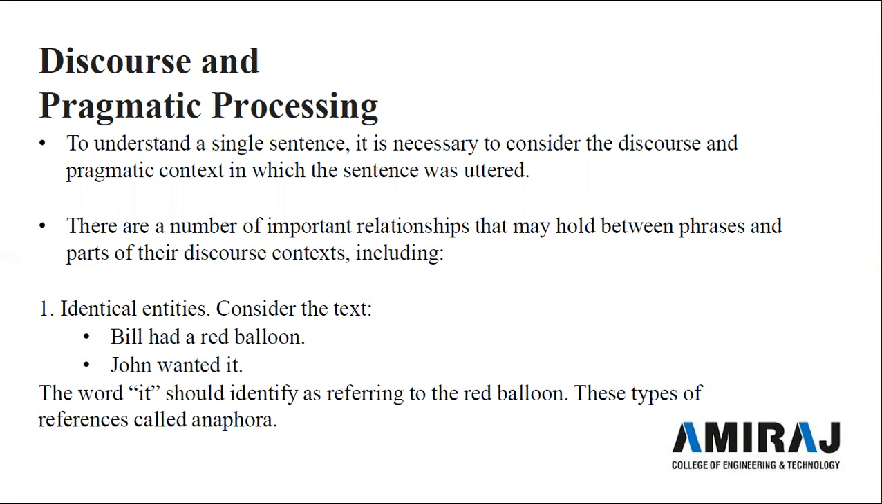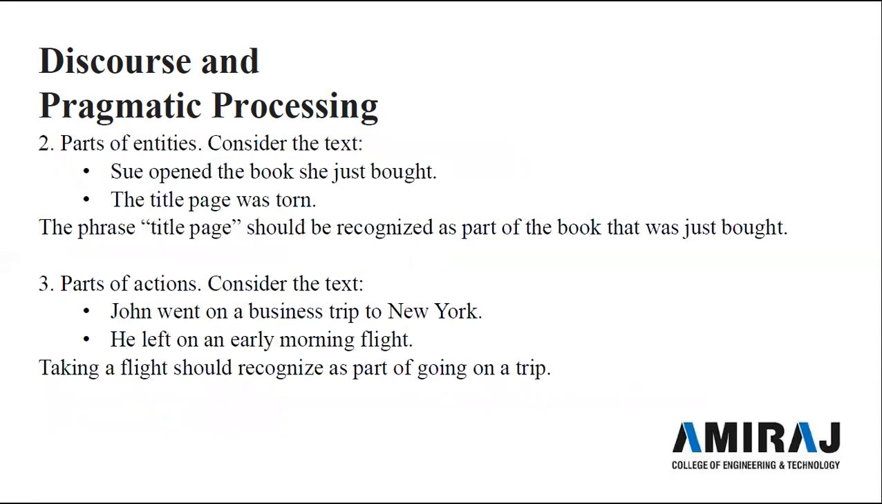We do not know until we interpret the preceding sentence, which is Bill had a red balloon. So what does John want? Red balloon. So the meaning or context of the second one is there in the first one. If we understand the first sentence, then only we can understand the second one, right? So this reference is termed as anaphor. Okay.